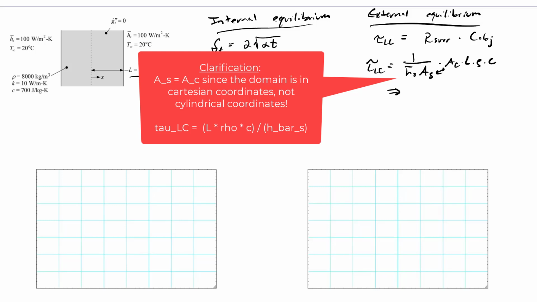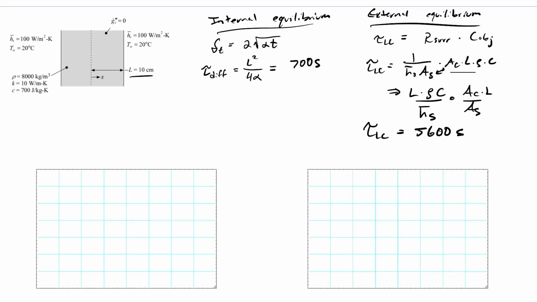Anyways, the calculation in my notes is as follows. It goes L times rho times C over H bar S, which gives tau LC. Tau LC is equal to 5,600 seconds. So let's say we did the calculation correctly, and we came up with an answer where tau LC is 5,600.